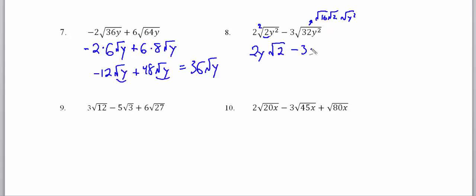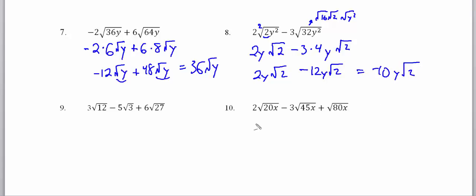Square root of 16 is going to be 4. Square root of 2 is going to stay a square root of 2. And then the square root of y squared is just y. And so what we have now is negative 3 times 4 times y, which is negative 12y, times the square root of 2. So we have 2y square root of 2 minus 12y square root of 2. That gives us negative 10y square roots of 2.